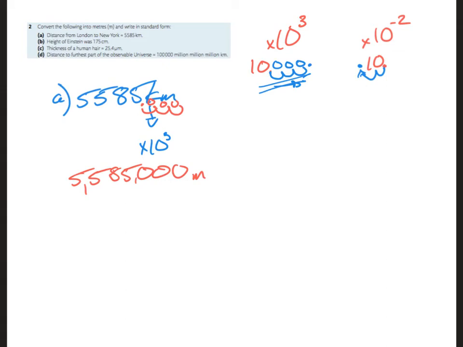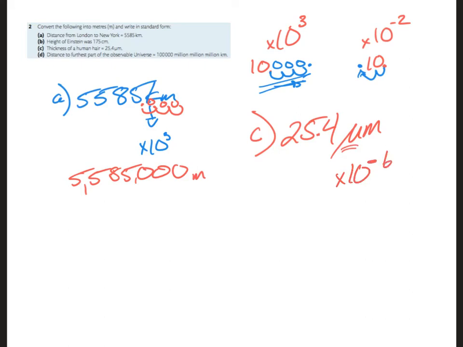The height of Einstein is a really easy one, so I actually want to move to number C because it's a unit we don't see that often. The thickness of a human hair on average is about 25.4 µm. This Latin letter here is mu, and we actually say here we call this micrometers. Micro stands for times 10 to the negative 6.